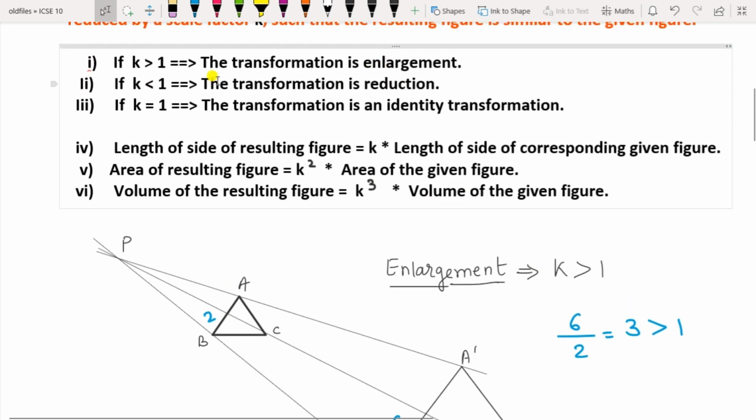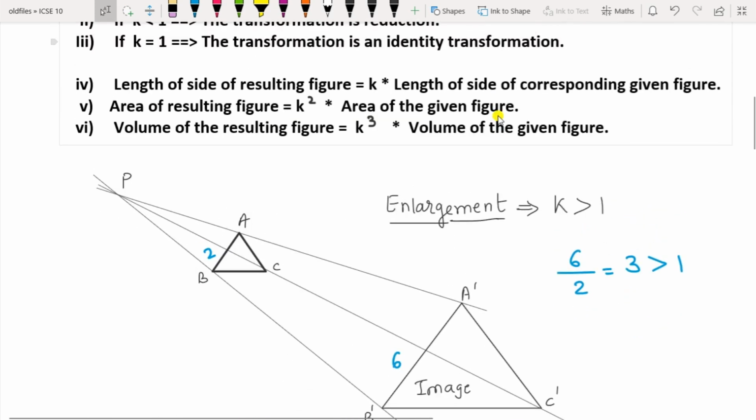In this way you can find k. If the figure is reduced, you will get k less than 1, that is 1 by 2 or 1 by 3 or something like that. Then the figure is said to be reduced, and the process is called reduction. And if k is equal to 1, that means it is 6 by 6, both triangles have sides 6 by 6, then it is called the identity transformation.